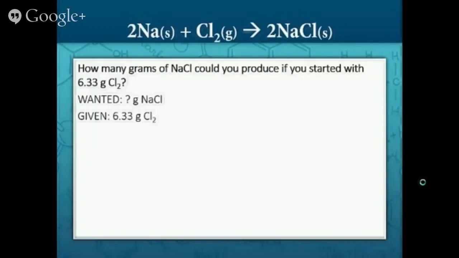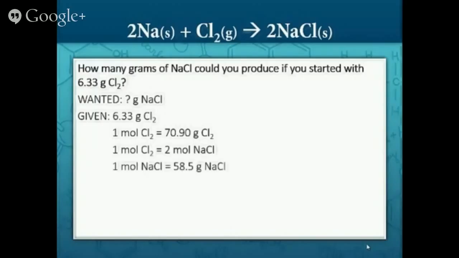We need to go from 6.33 grams of chlorine to moles of chlorine, and we'll do that with the molar mass of chlorine gas, which is 70.90 grams. Then we need to go from moles of chlorine to moles of sodium chloride, and we know from the balanced reaction that 1 mole of chlorine gas makes 2 moles of sodium chloride. And once we get to moles of sodium chloride, we need to figure out how many grams that is. So we need to convert moles of sodium chloride to grams of sodium chloride using the molar mass.